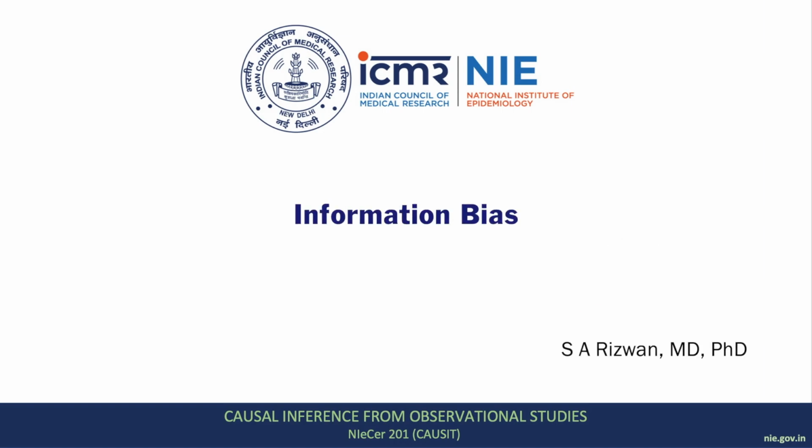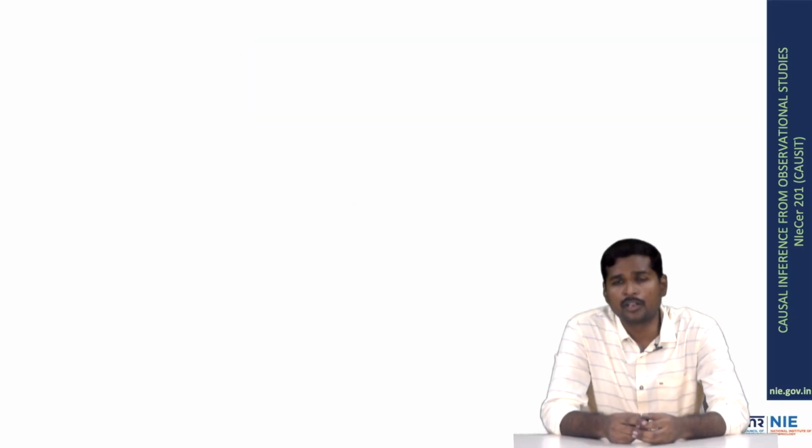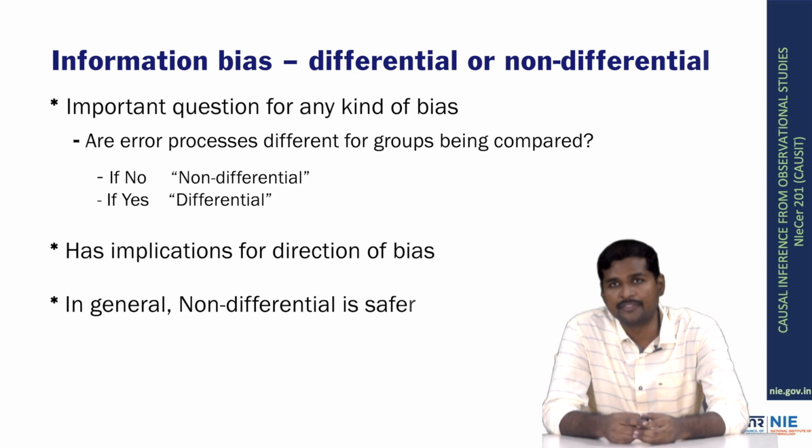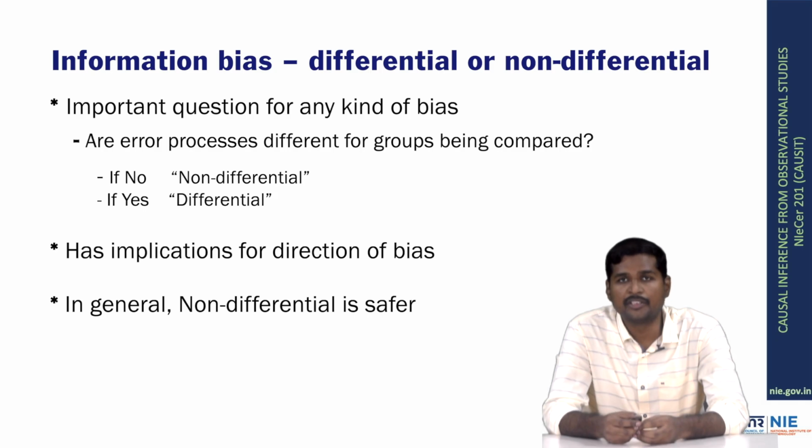Hello everyone. In this session, we are going to talk about the types of misclassification that can happen when information bias exists. As we said in the definition of information bias, this is the second set of problems that information bias can lead to: differential and non-differential misclassifications. So, what do these terms mean?